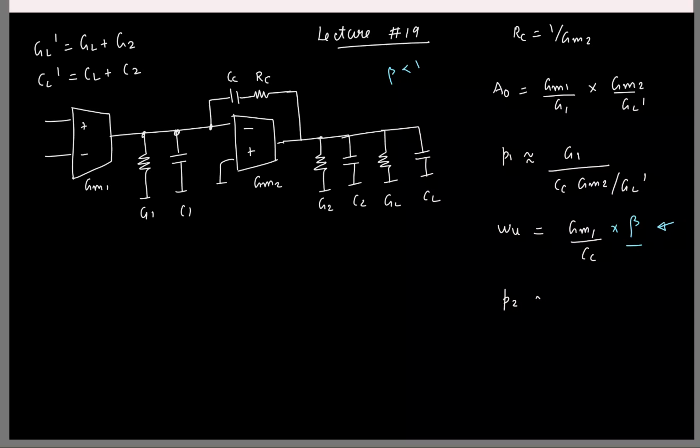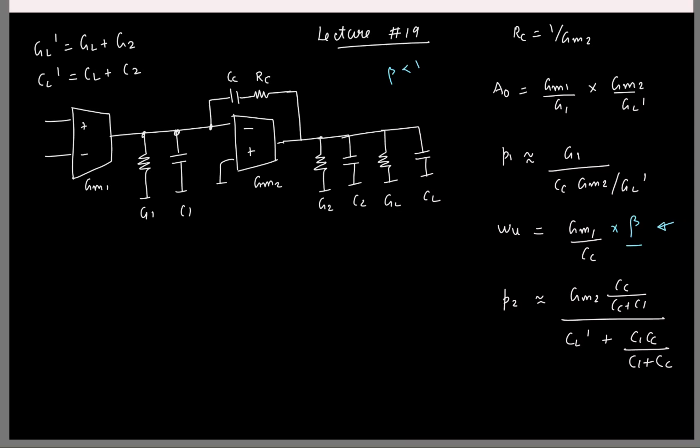Okay, so now what is P2? Second pole location? GM2. First, give me a complete expression, then you can approximate quickly. GM2 into CC by CC plus C1, by CL prime plus the parallel combination. Remember, the total cap at this node was these two, C2 plus CL, and then you have these two in series. So this is in parallel with the series combination of these two caps.